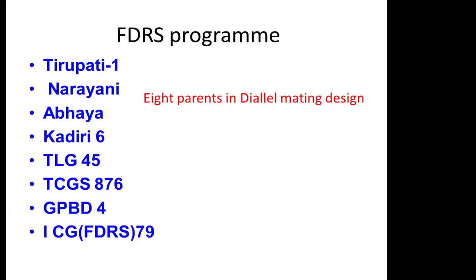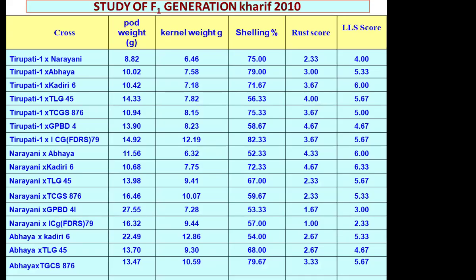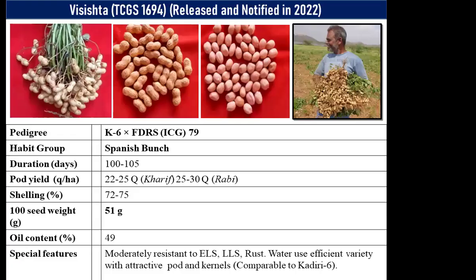And this is the FDRS program. One more PhD student was given these lines that he has used, and he has made a diallel set of crosses. Next slide, please. This is the diallel set of crosses that he has made. Next slide.